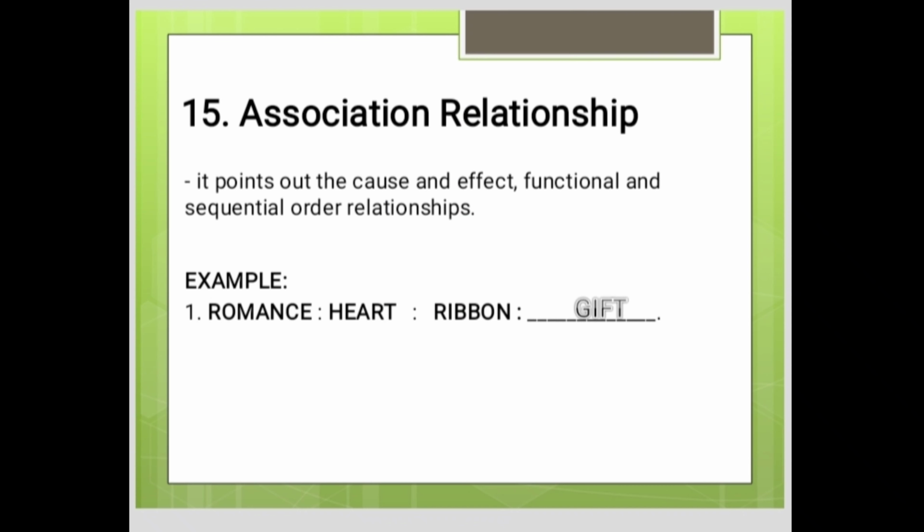Association relationship. Association relationship points out cause and effect, and functional or sequential order relationship. For example, romance is to heart as ribbon is to gift. The examples are connected and point out cause and effect and function. That's why we call it association relationship.